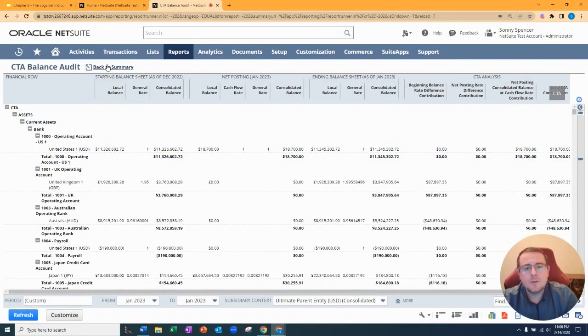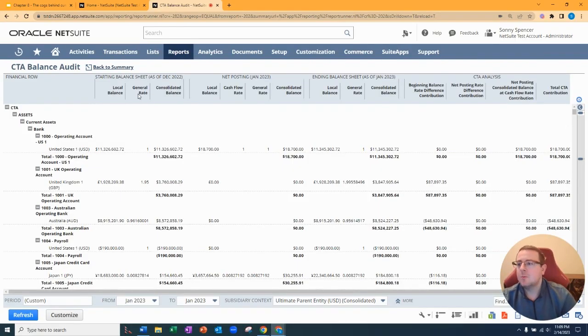So let's move on to the starting balance sheet section and notice that the period that's referenced is the period prior to the period in our from section. So this report runs from January 2023. So our starting point is the prior period, December 2022. In terms of the local balance, this is the functional currency balance for that entity in December 2022.